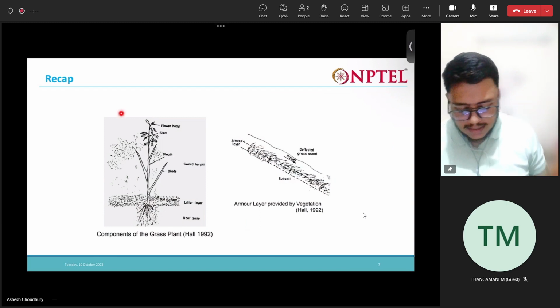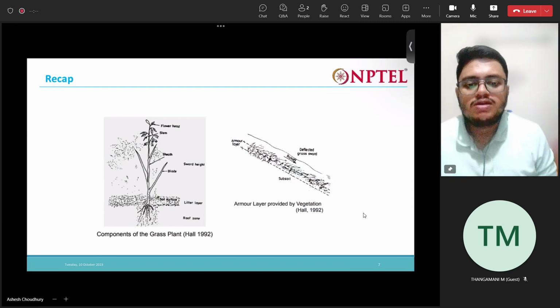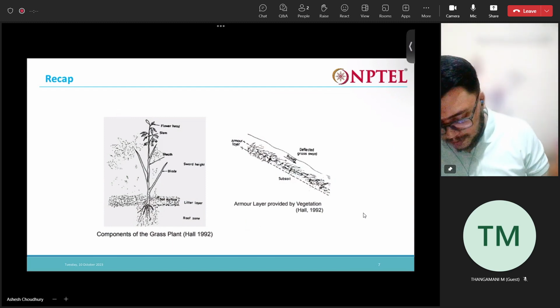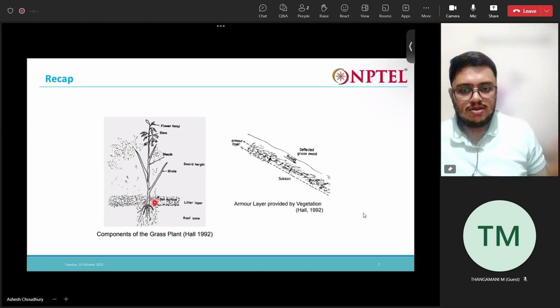Then, how does vegetation help? The roots hold the soil very nicely, and due to that, whenever there is rainwater, the soil is not easily taken away.